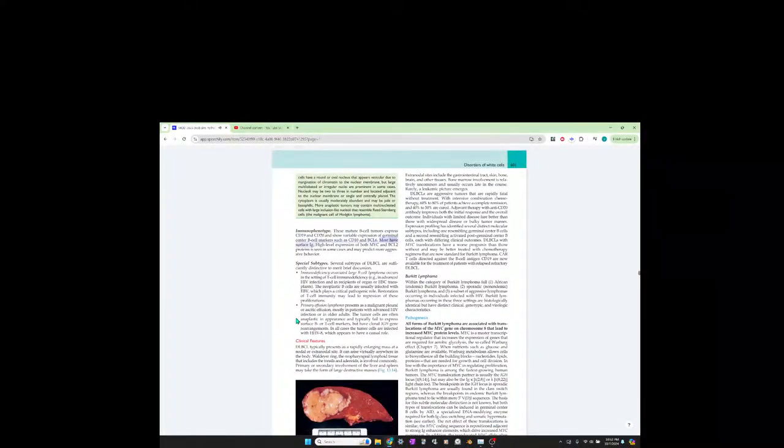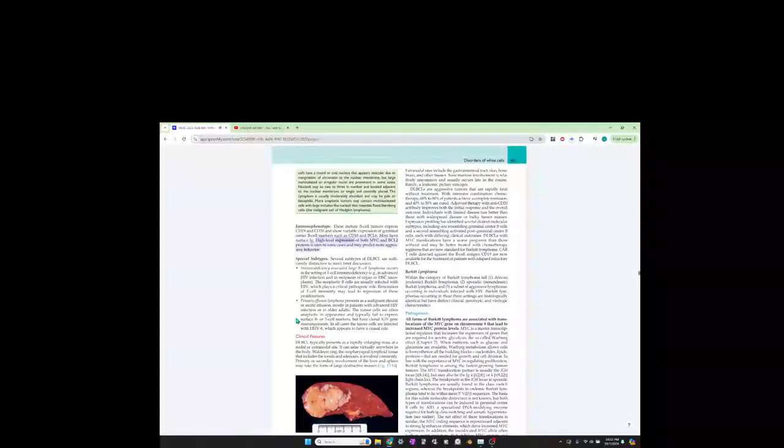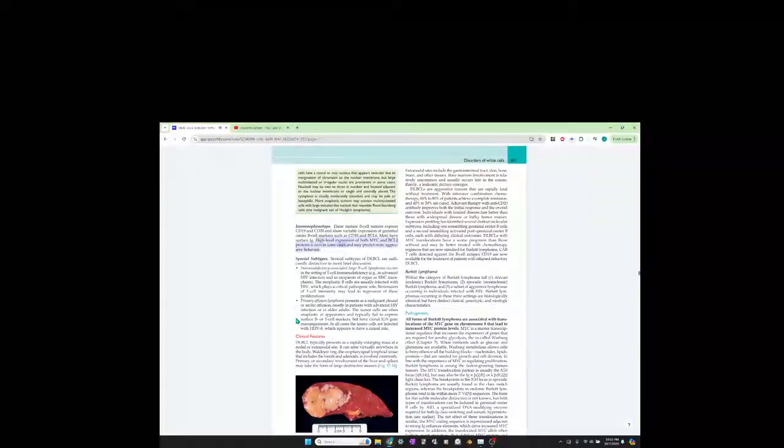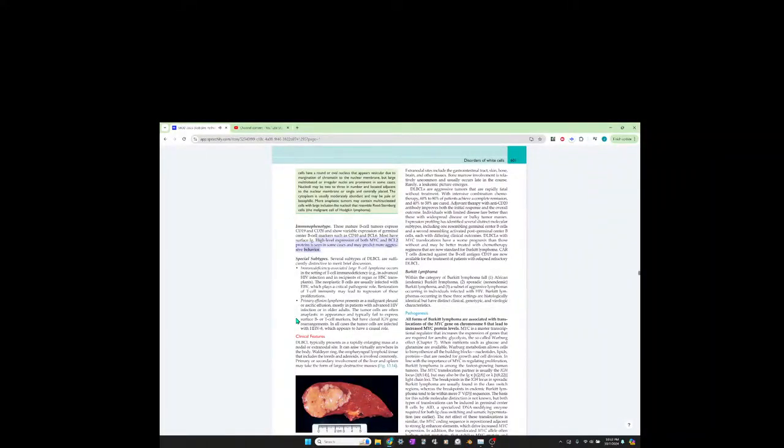More anaplastic tumors may contain multinucleated cells with large inclusion-like nucleoli that resemble Reed-Sternberg cells. Immunophenotype. These mature B-cell tumors express CD19 and CD20 and show variable expression of germinal center B-cell markers such as CD10 and BCL6. Most have surface Ig. High-level expression of both MYC and BCL2 proteins is seen in some cases and may predict more aggressive behavior.